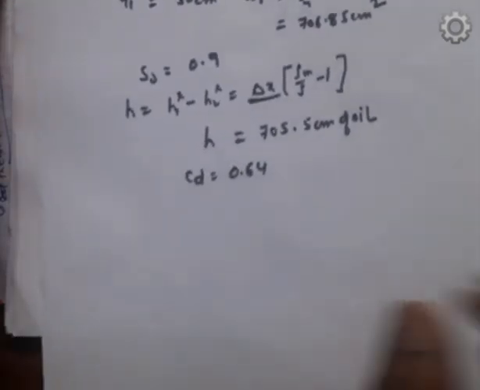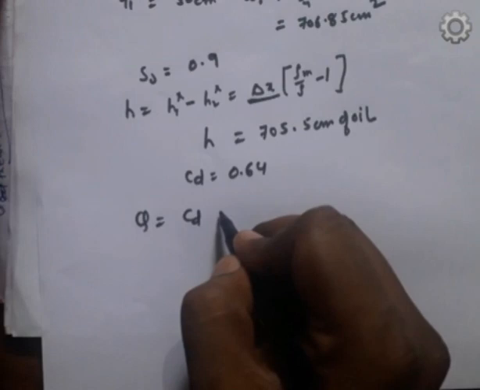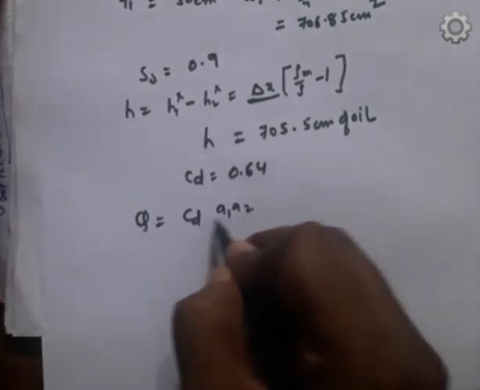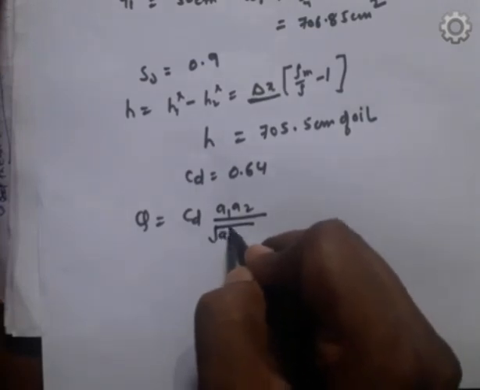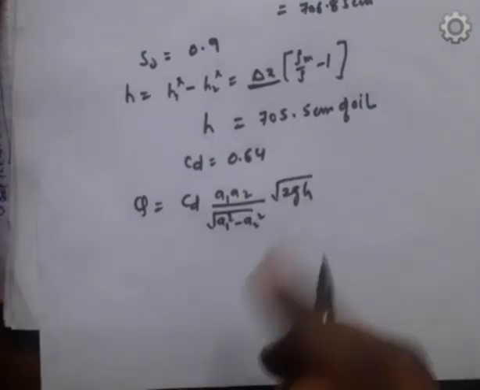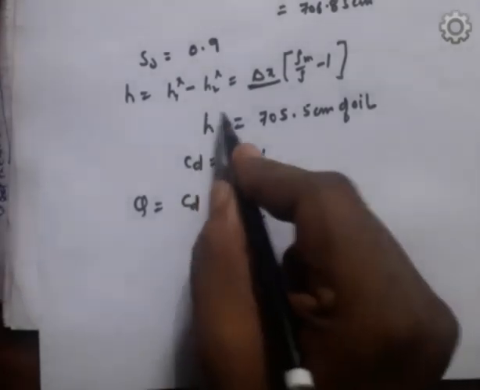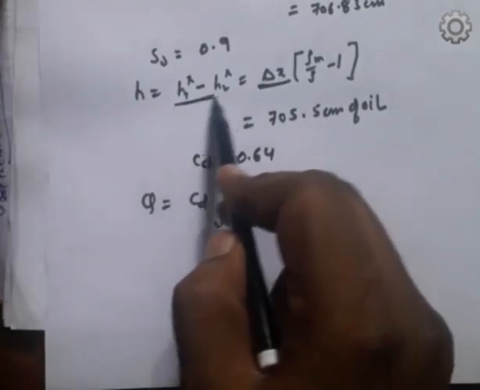So the formula becomes very simple. That is, the discharge formula is CD A1 A2 over root under A1 square minus A2 square, into root 2gH. We have derived this for the Venturi meter. We know A1 and A2. We know the H. We have found out the manometric head, the piezometric head difference.